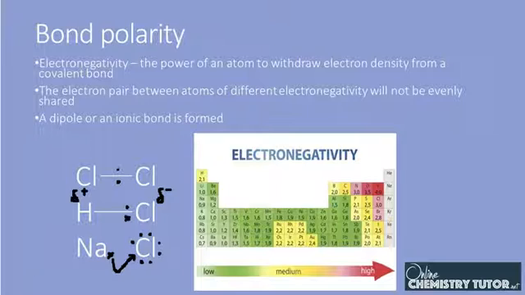So what we end up with, if we just get rid of what I've done there with chlorine for a little while, is a situation where chlorine actually keeps the electron completely, so it becomes negatively charged. Sodium becomes positively charged. You have your ionic compound where we formed ions instead.